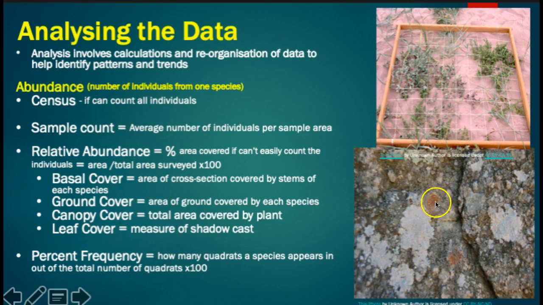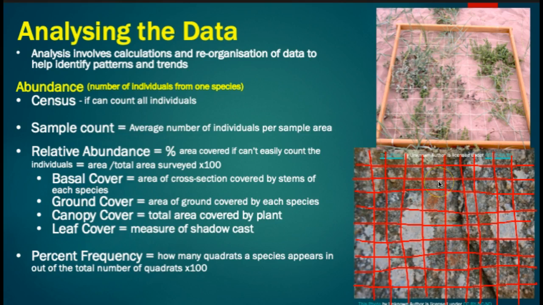However, if you tried to count how many lichen are in this quadrat here, you wouldn't be able to do it because you actually can't see all the individual lichen. They grow as a colony. So the question is, how do I count the individuals there? You can't. All you can do is try and estimate the amount of area that they have.